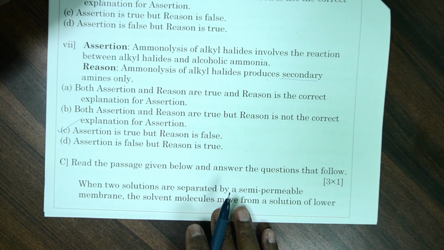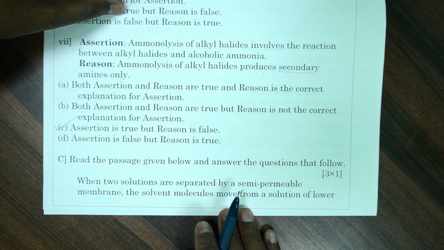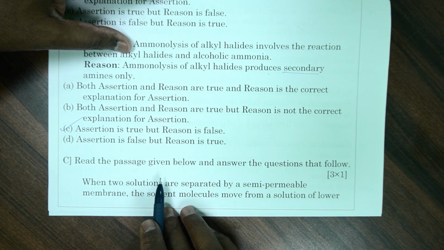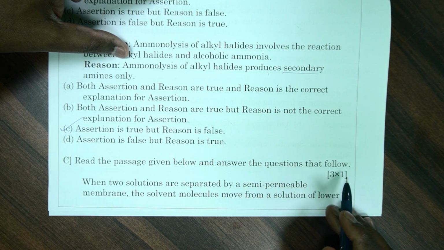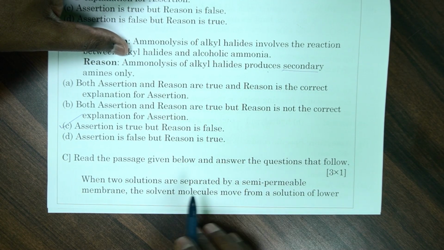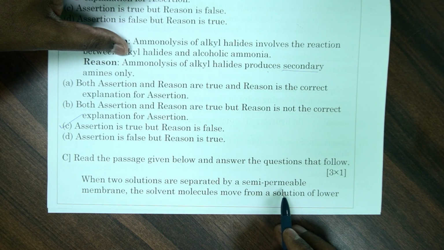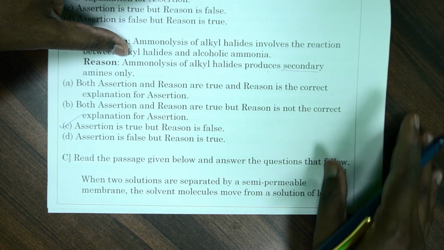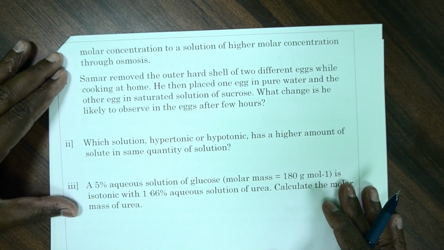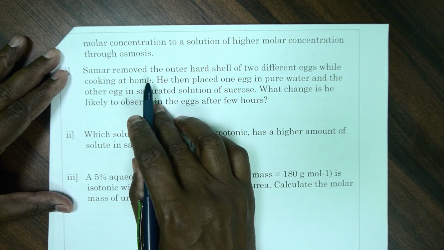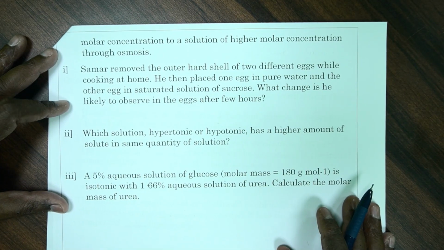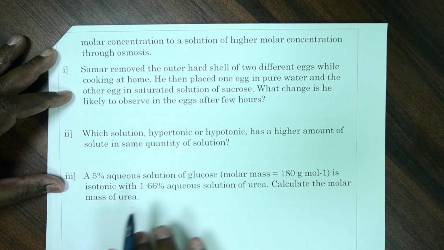Okay. Let's now move to the next part of question 1. We have done part A and B. Now part C. Read the passage given below and answer the questions that follow. When two solutions are separated by a semi-permeable membrane, the solvent molecules move from a solution of lower molar concentration to a solution of higher molar concentration through osmosis. So this is osmosis. We are familiar with this concept. Now here we have 3 questions out of this.